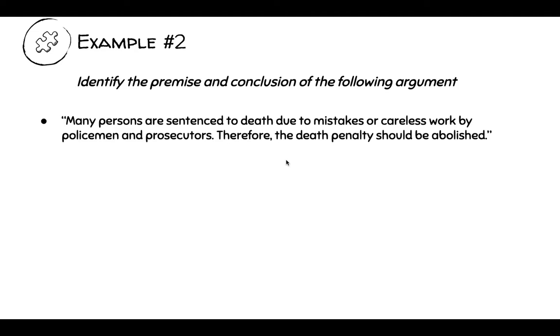In the second example, we do the same. We want to identify the premise and the conclusion of the following argument. Again, you can pause this video if you like, just to identify what they are first. In this example, this is much more of a standard or conventional premise first, conclusion second. So this first statement says many people are sentenced to death due to mistakes or careless work by policemen or prosecutors. So that's an observation about mistakes in the death penalty. And then the conclusion afterwards, therefore the death penalty should be abolished. So here we have a sound premise and we have a supportive conclusion.